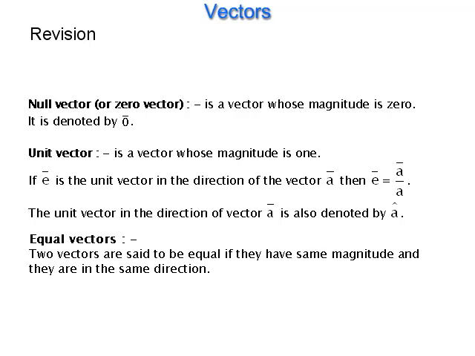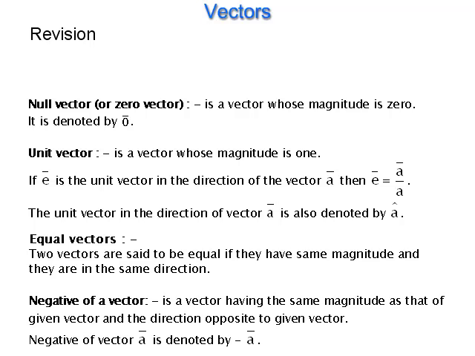Two vectors are said to be equal if they have the same magnitude and they are in the same direction. A vector having the same magnitude as that of a given vector A bar and the direction opposite to A bar is called negative of a vector A bar and is denoted by minus A bar.